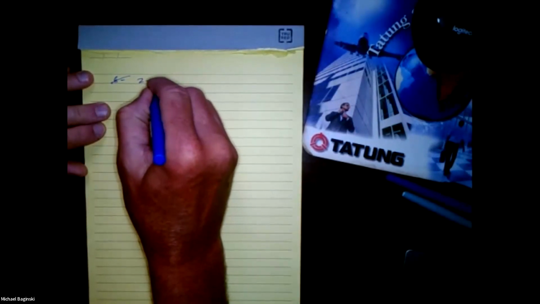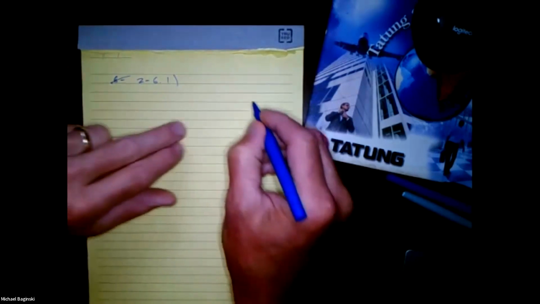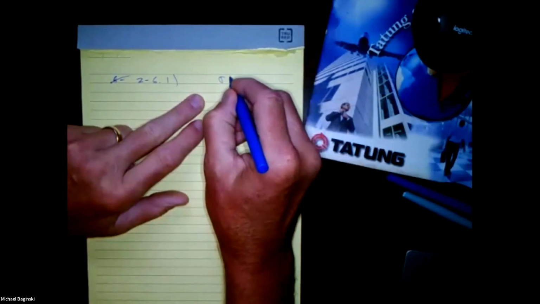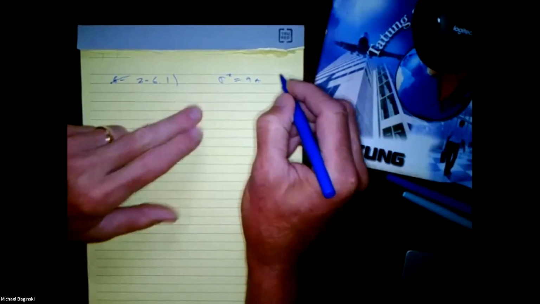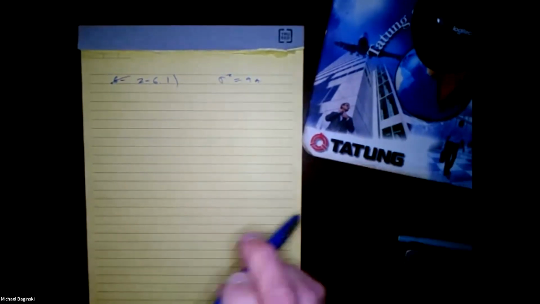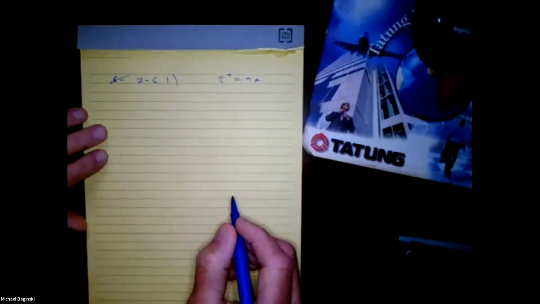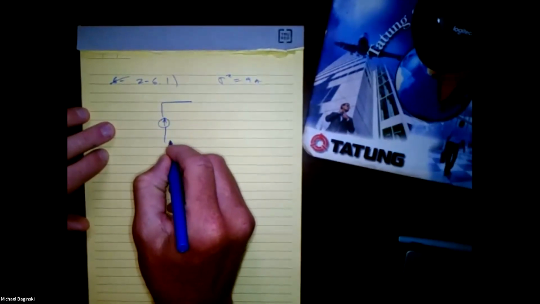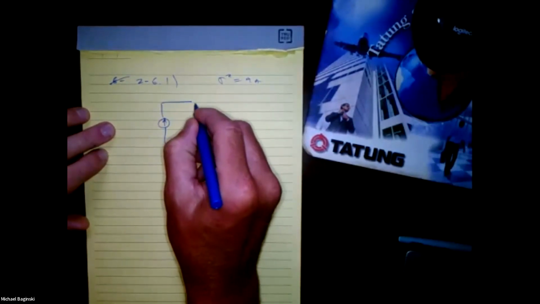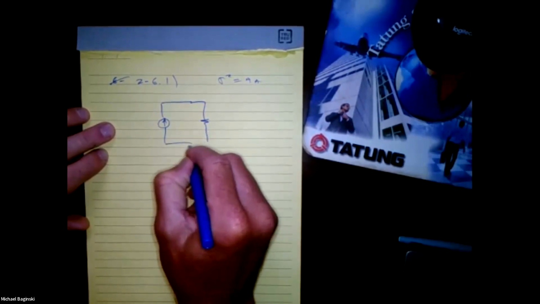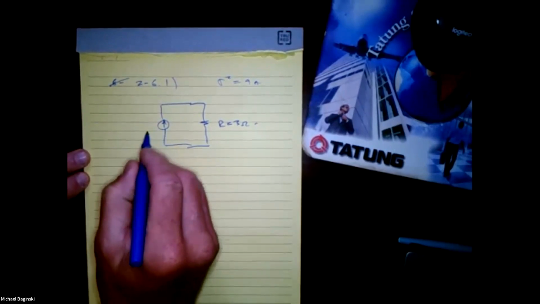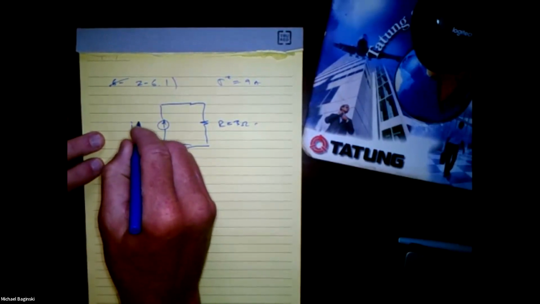Pardon me, 2.61. Whole idea is they give you the variance of 4 amps squared, and it says it's a Gaussian distribution through a resistance of 3 ohms. And we did this one. We're going to do it kind of quick just to make sure everybody understands it. So here's a resistor of R equals 3 ohms. This is a Gaussian distribution for I of t.